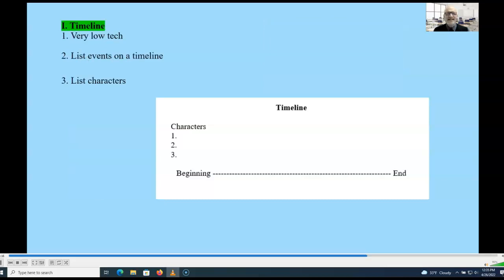So the first one is a timeline, a very low-tech type of graphic organizer. You simply list events on a horizontal timeline. This can be used with any type of narrative writing, and characters often emerge out of these events. Very low-tech.